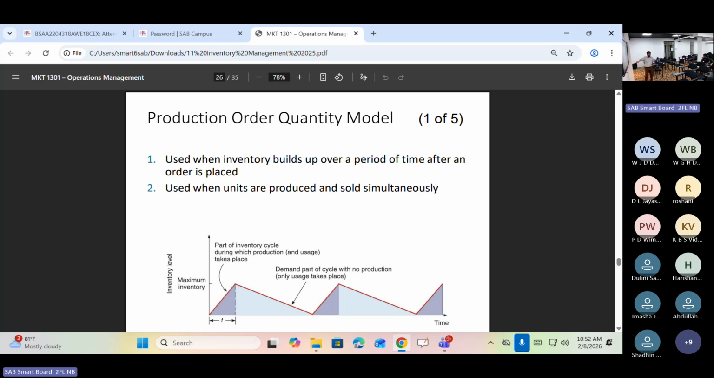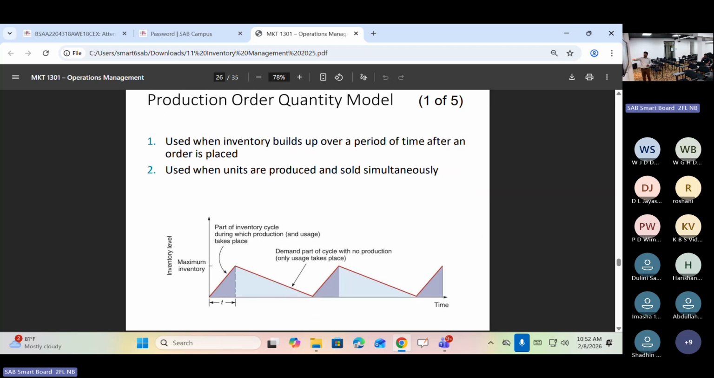Is that clear? This is applicable in manufacturing industries, where your production run will go into a few days, so you don't get the EBQ completely at once. It is used when inventory builds up over a period of time after a production is started, when units are produced and sold simultaneously.